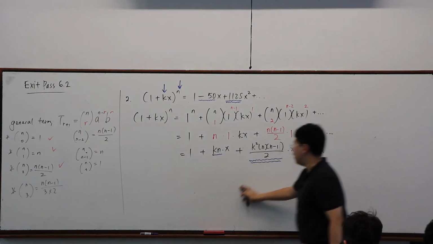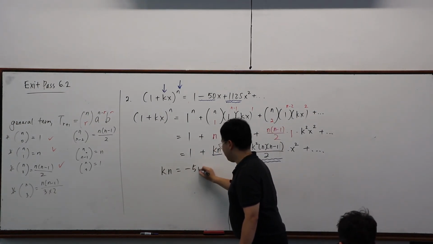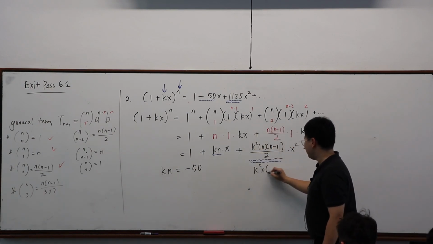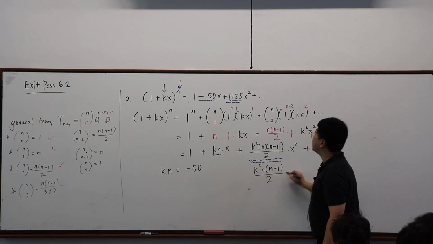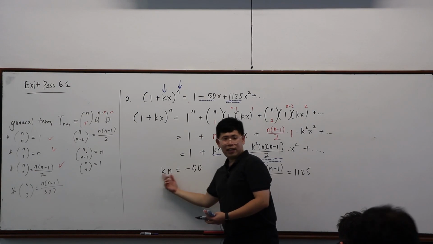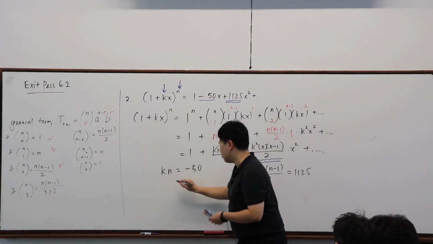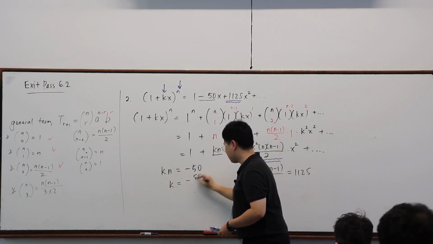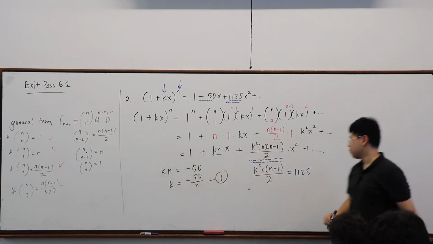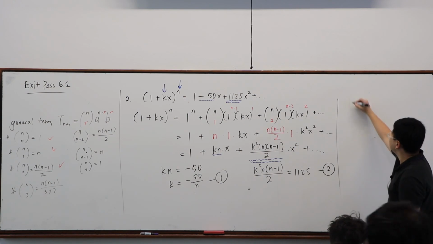So let's try and solve. Over here we have kn equals negative 50, and from here we have k squared n(n minus 1) over 2 equals 1125. Let's do the easy one first. K or n, which one you like? K, so I push the n away. This is equation 1. Let me put this in equation 2 and let's try to solve.